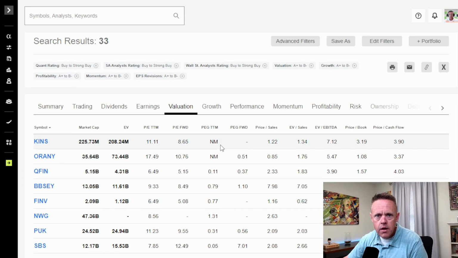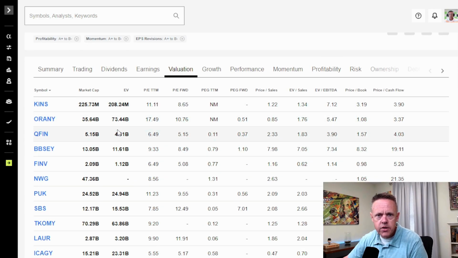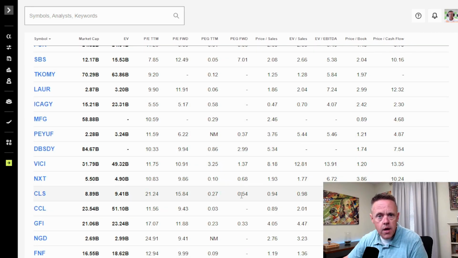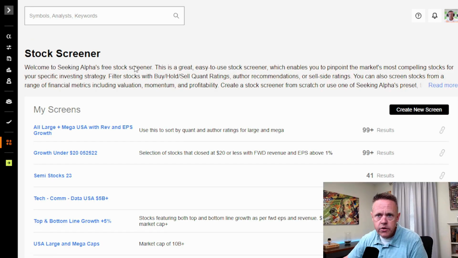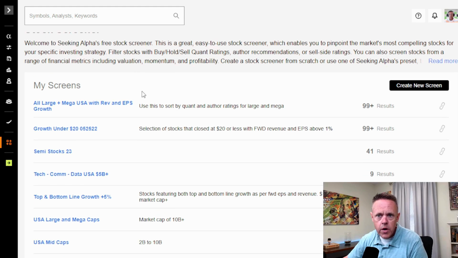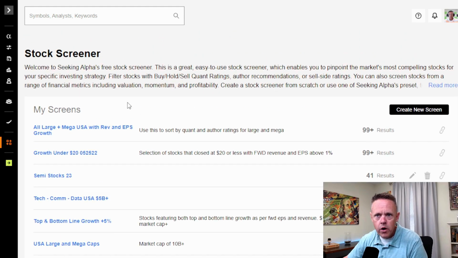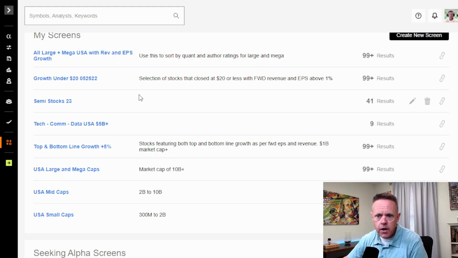Now, all of this data, there are a lot of places that have it on a per stock basis, but getting a big swath of stocks like this is often harder unless you're paying for a premium stock screener from another company. I use the Seeking Alpha version because they have all these pre-filtered stock screeners, and then you can make your own.